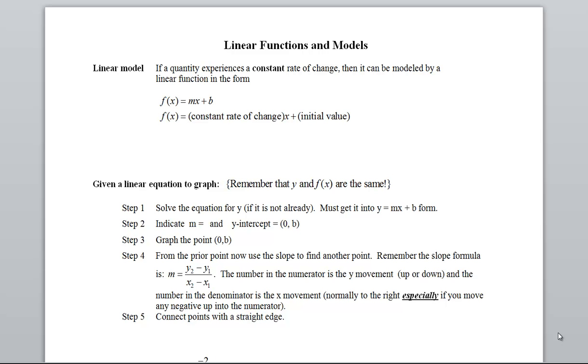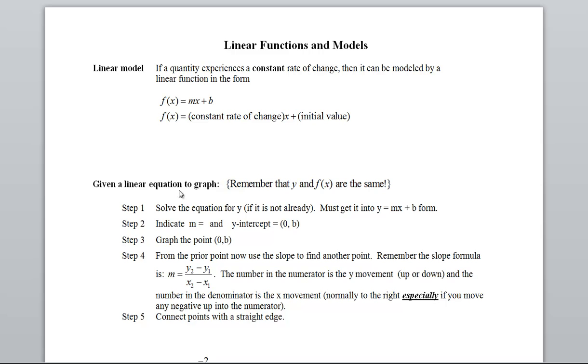Now we're going to look at linear functions and models. A linear model: if a quantity experiences a constant rate of change, then it can be modeled by a linear function in the form f of x equals mx plus b. Remember, the slope with a linear equation is a constant rate of change, and the b is the initial value, or your y-intercept.